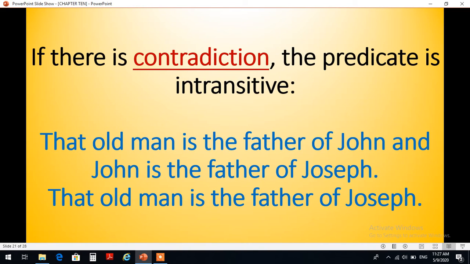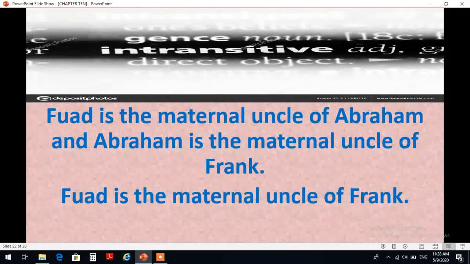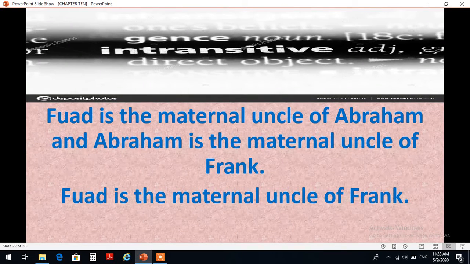For example, that old man is the father of John and John is the father of Joseph. We cannot say that that old man is the father of Joseph. Why we cannot say this? Because there will be a kind of contradiction. رح يصير عندي تناقض. Since there is contradiction, we will say that the predicate is intransitive. Another example for intransitivity, Fuad is the maternal uncle of Abraham and Abraham is the maternal uncle of Frank. If we say that Fuad is the maternal uncle of Frank, there will be contradiction here. So the property here is intransitive.